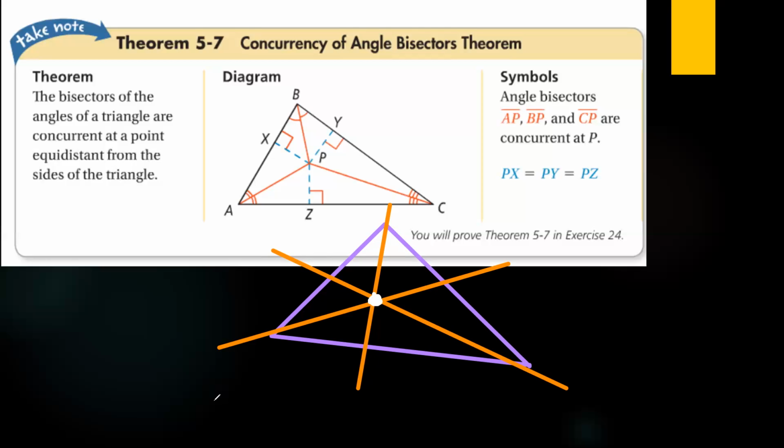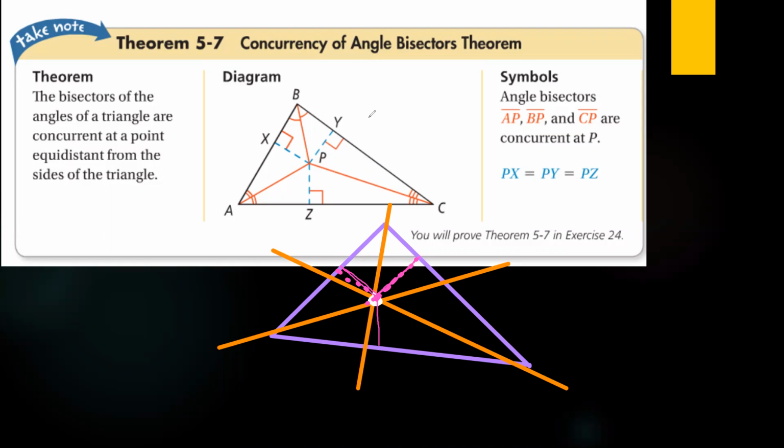Now the theorem says the bisectors of the angles are concurrent at a point, which is the incenter point. This point is equidistant from the sides of the triangle. I mean, if I draw lines, let's draw them like this, if I draw lines from that point perpendicular to the sides of the triangle, they will be equidistant.